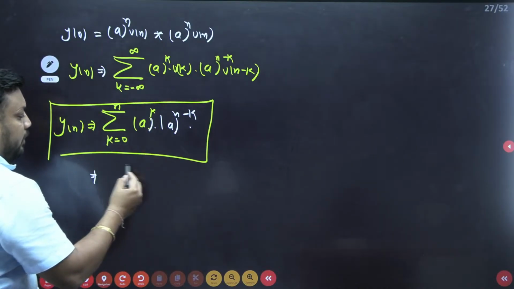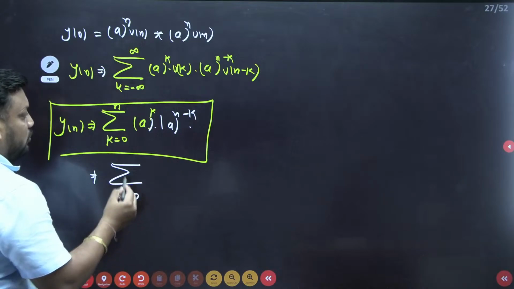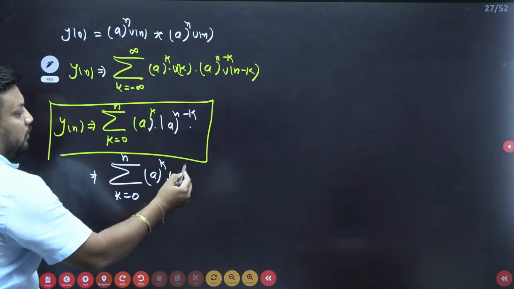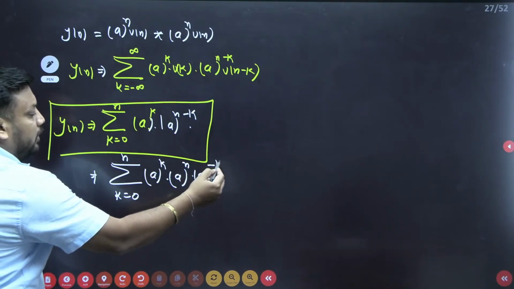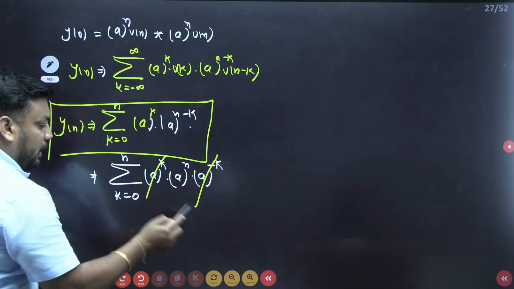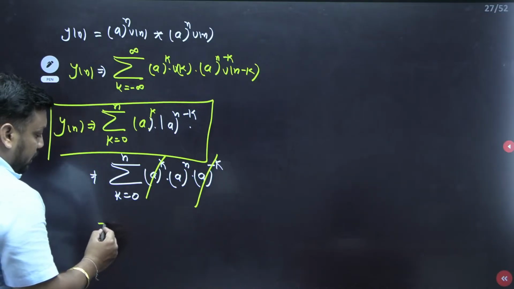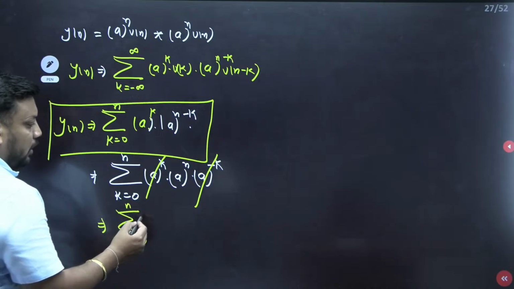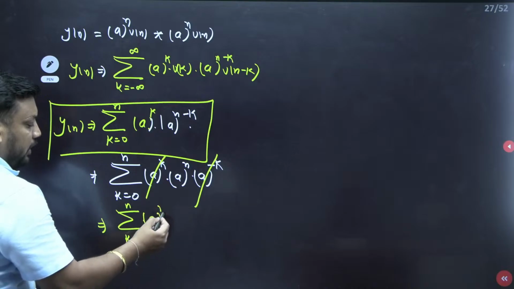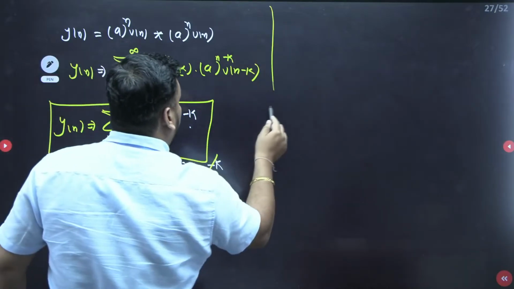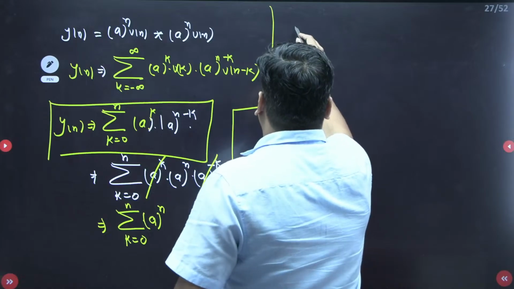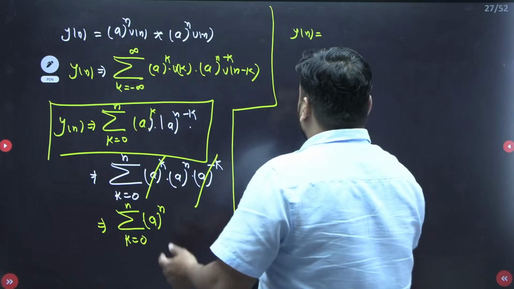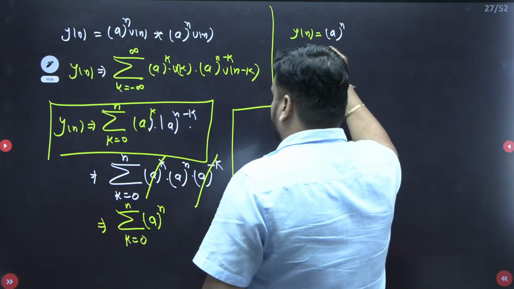Now tell me what you will get this time, because it's the same: k equal to 0 to n, and here you will get a^k times a^(n-k). Don't you think the k terms cancel out? So now ultimately you will get the sum from k equal to 0 to n of a^n. Finally, what we need to do is y[n], because a^n is already outside.